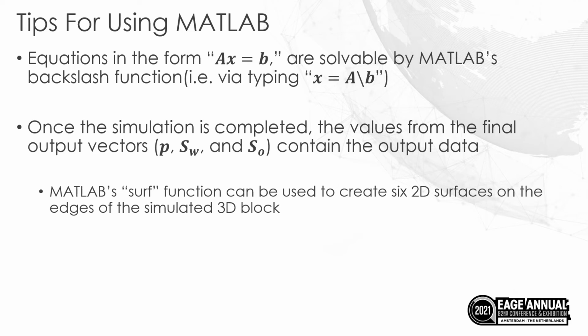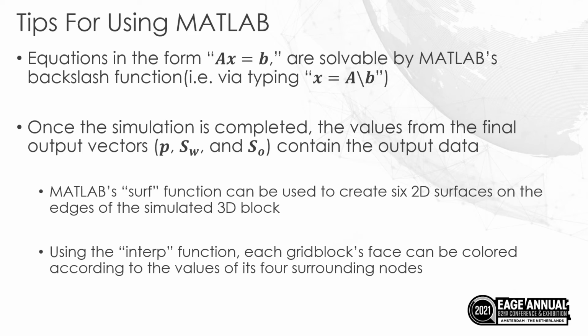And then I use the interp function at each grid block face to color it according to the average value of the 4 surrounding nodes. MATLAB's default functions have the tendency to color the grid block face according to the bottom left node, and that will create an offset in the way the results are visualized. So if you use the interp function, it makes it look correct.